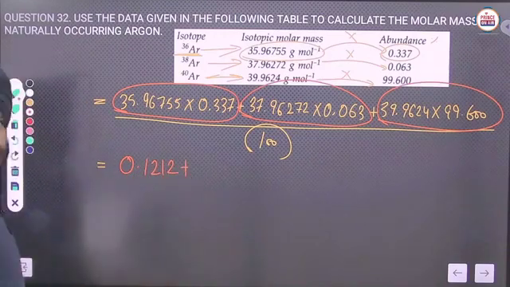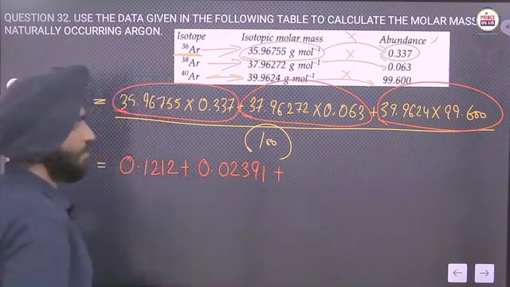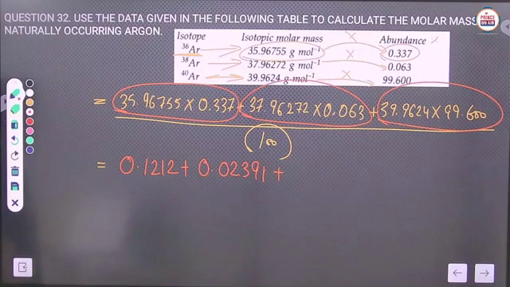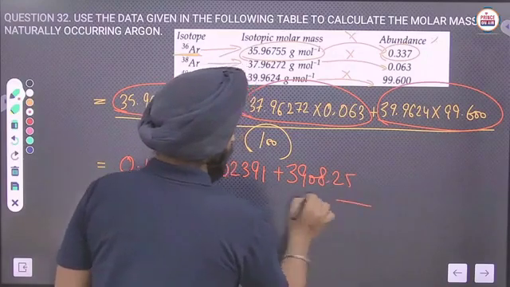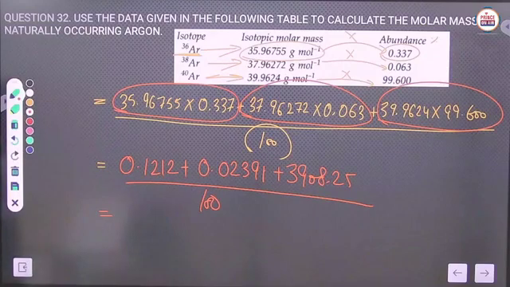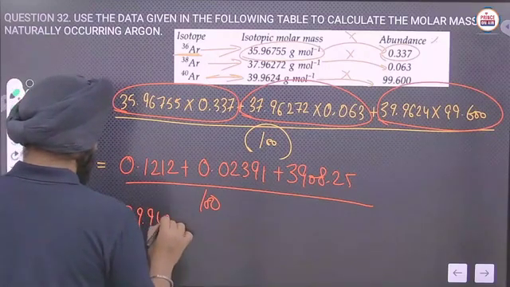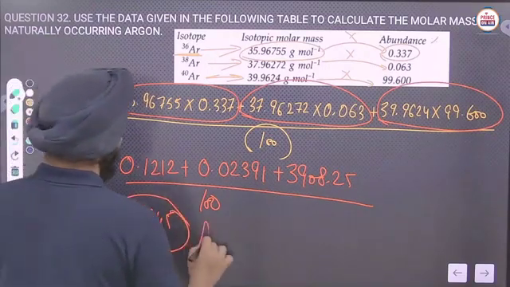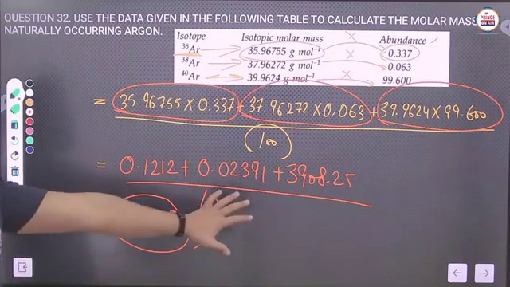It should come out to be 0.1212 plus 0.02391 plus 39080.25 upon 100. So it will come out to be 39.945, approximately, grams per mole. Clear? Only that calculation you have to do yourself.